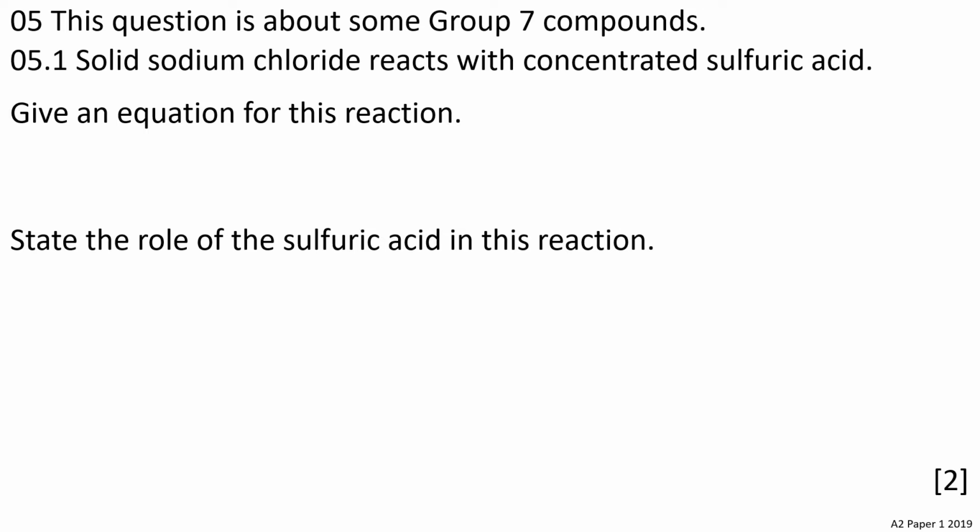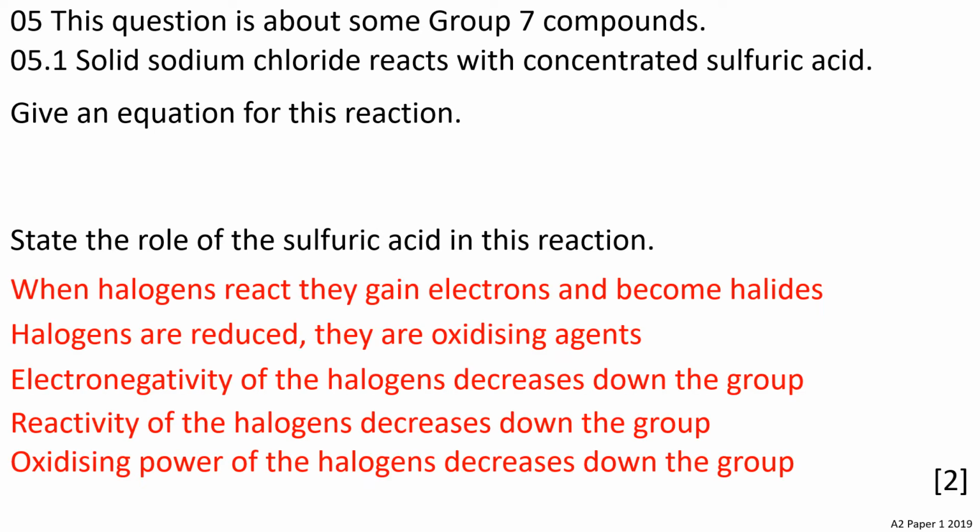Okay, so before I get into talking about the specific answer to this question, it's worthwhile comparing the reactivity of the halogens and also the halides. When halogens react, they gain electrons and become halides. So the halogens are reduced, and therefore halogens can behave as oxidizing agents. The electronegativity of the halogens decreases down the group. You should know the definition of the term electronegativity: the ability of an atom to draw a pair of electrons towards itself in a covalent bond.